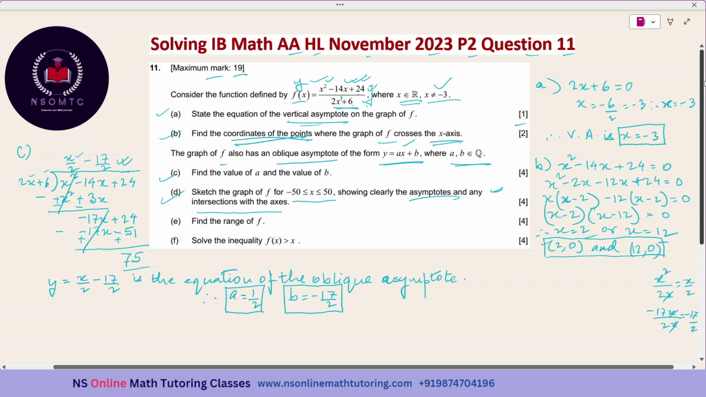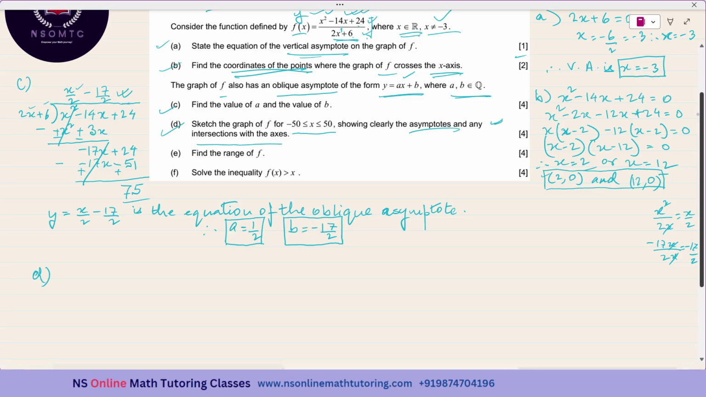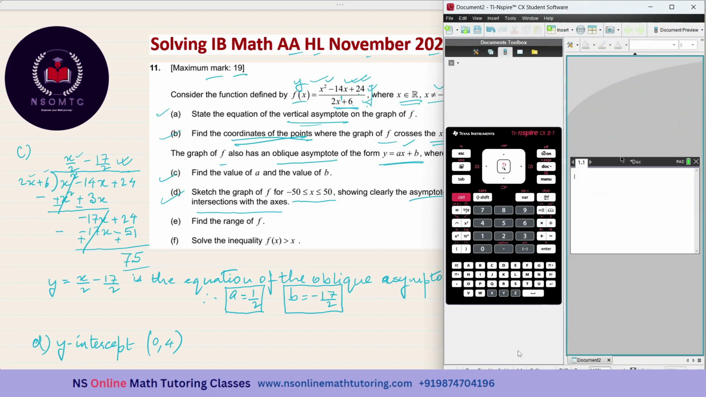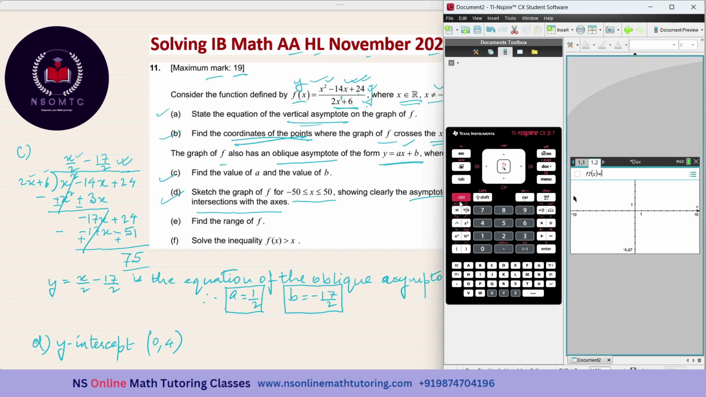Okay. So the y-intercept is zero comma 4. Okay. And we can use the calculator to see the graph. It is paper 2, so we can use the calculator.